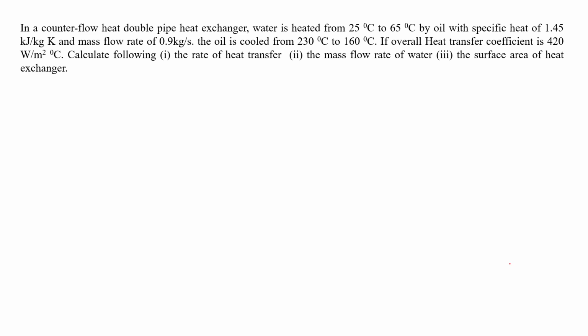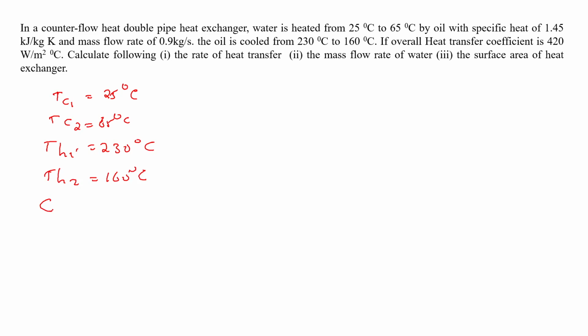First we will write the given data here. Tc1 is equal to 25 degrees Celsius, Tc2 is equal to 65 degrees Celsius, Th1 is equal to 230 degrees Celsius, Th2 is equal to 160 degrees Celsius. Now Cph is equal to 1.45, mh is equal to 0.9, U value is given as 420, and Cpc is given as 4.2. So this much is given.